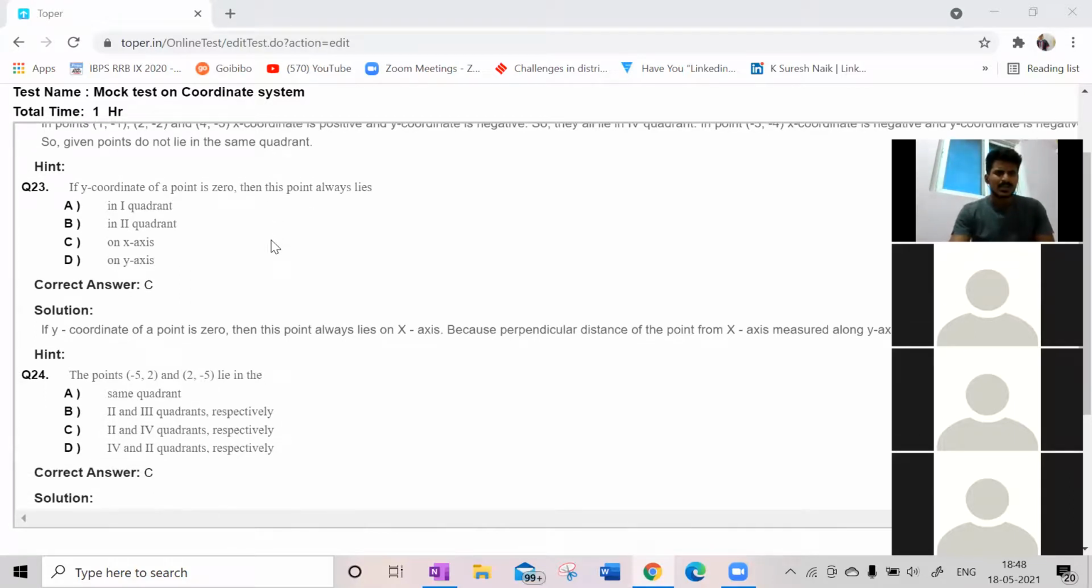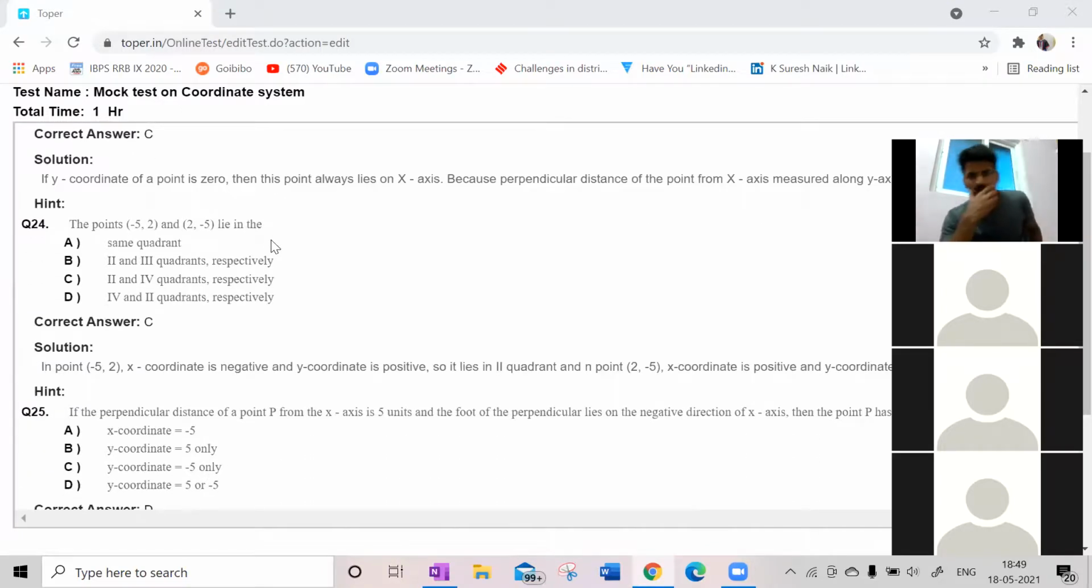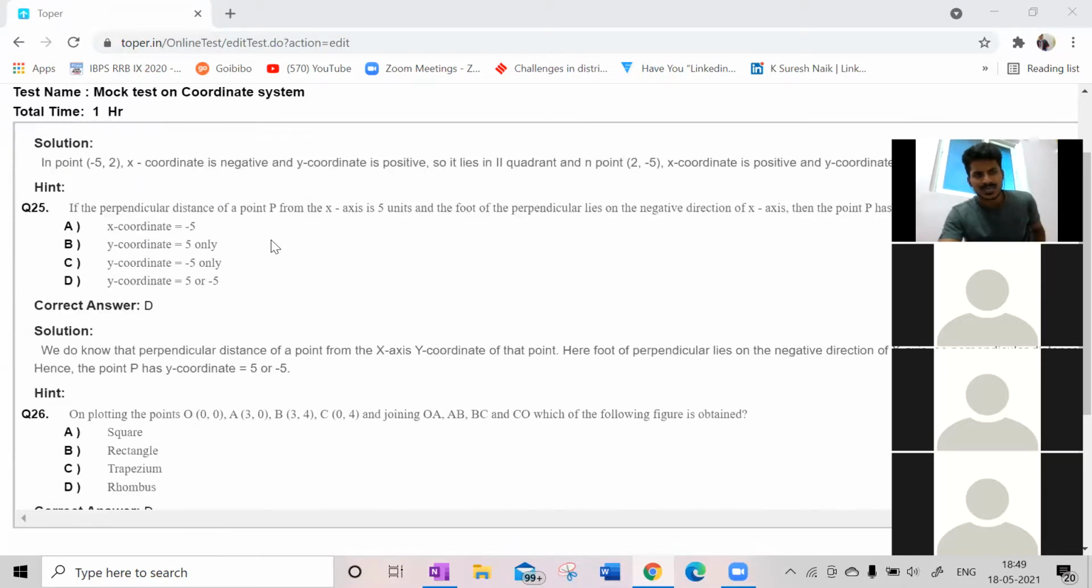23rd question. The y coordinate of a point is 0. Very simple, x-axis. Y coordinate of a point 0 means the point lies on the x-axis. The points minus 5 comma 2, 2 comma minus 5 lie in the second and fourth quadrant. Same, the second quadrant we have discussed already.